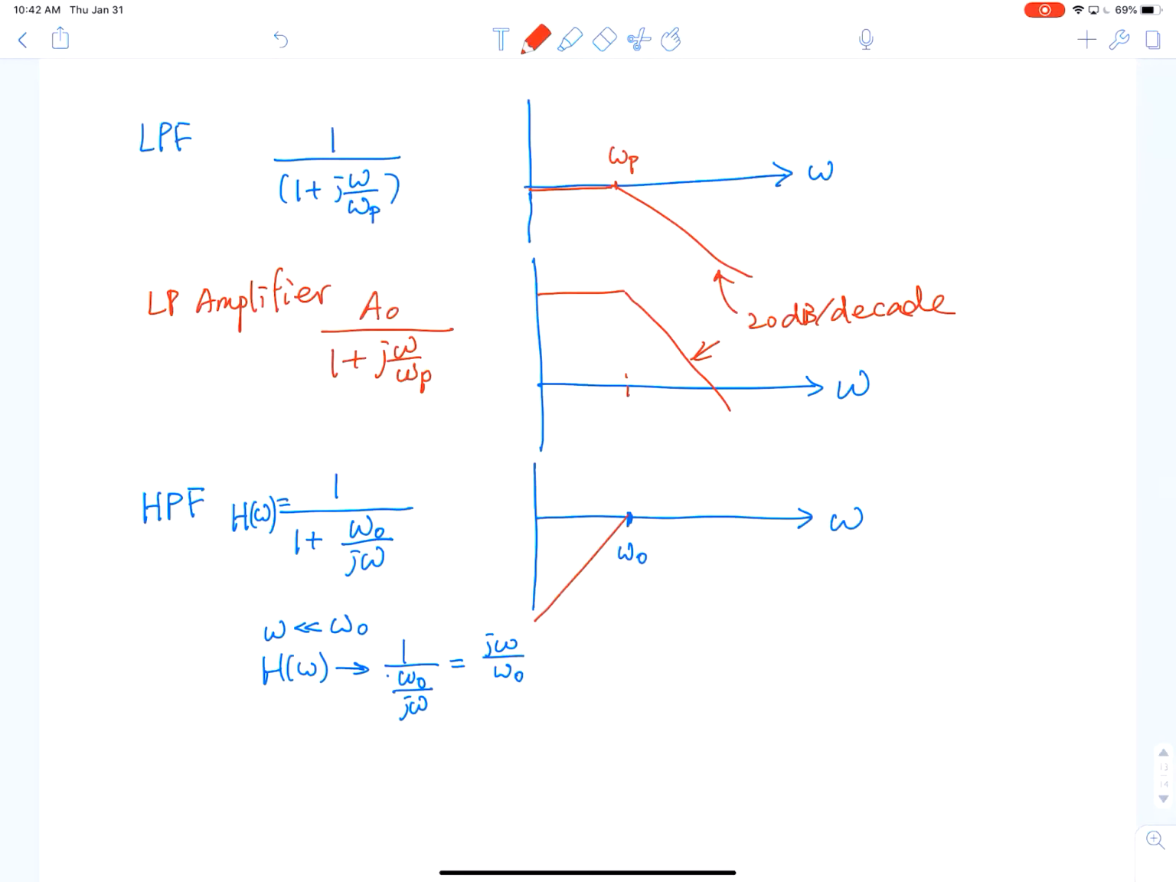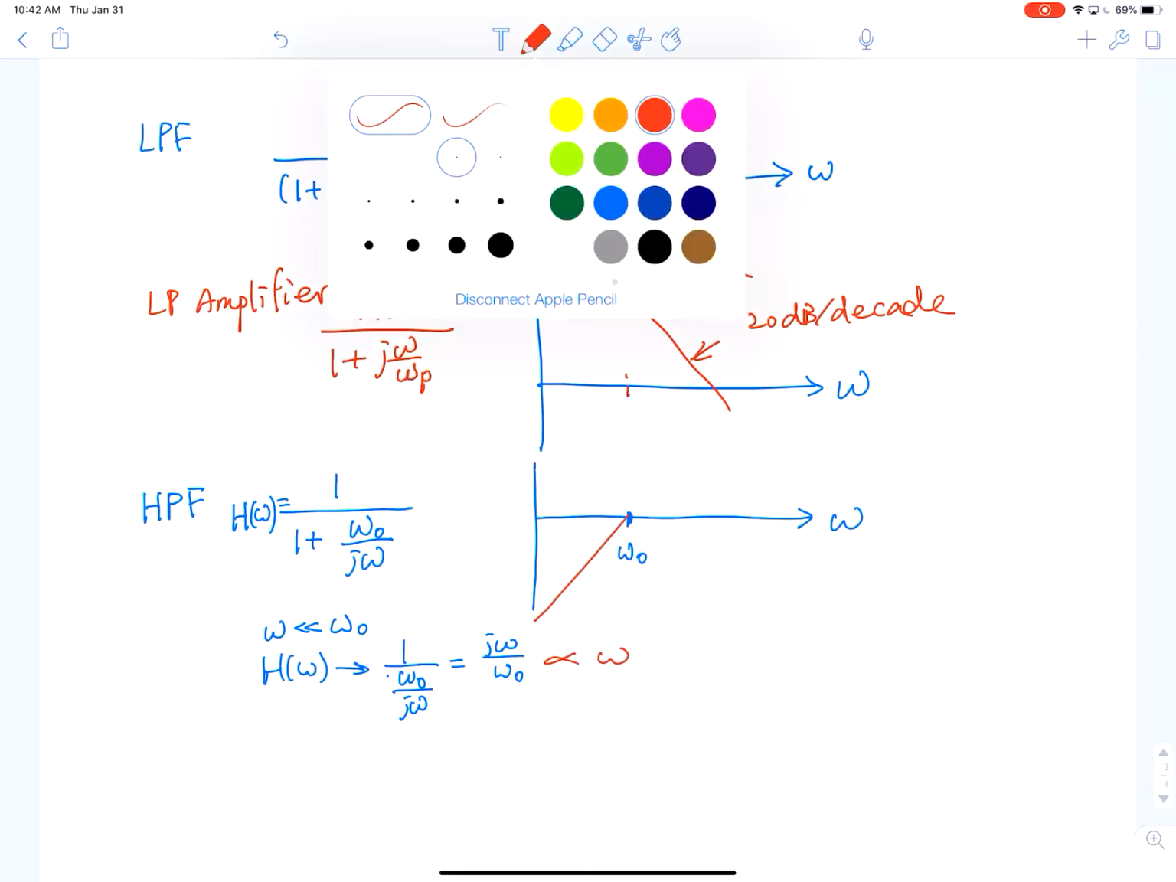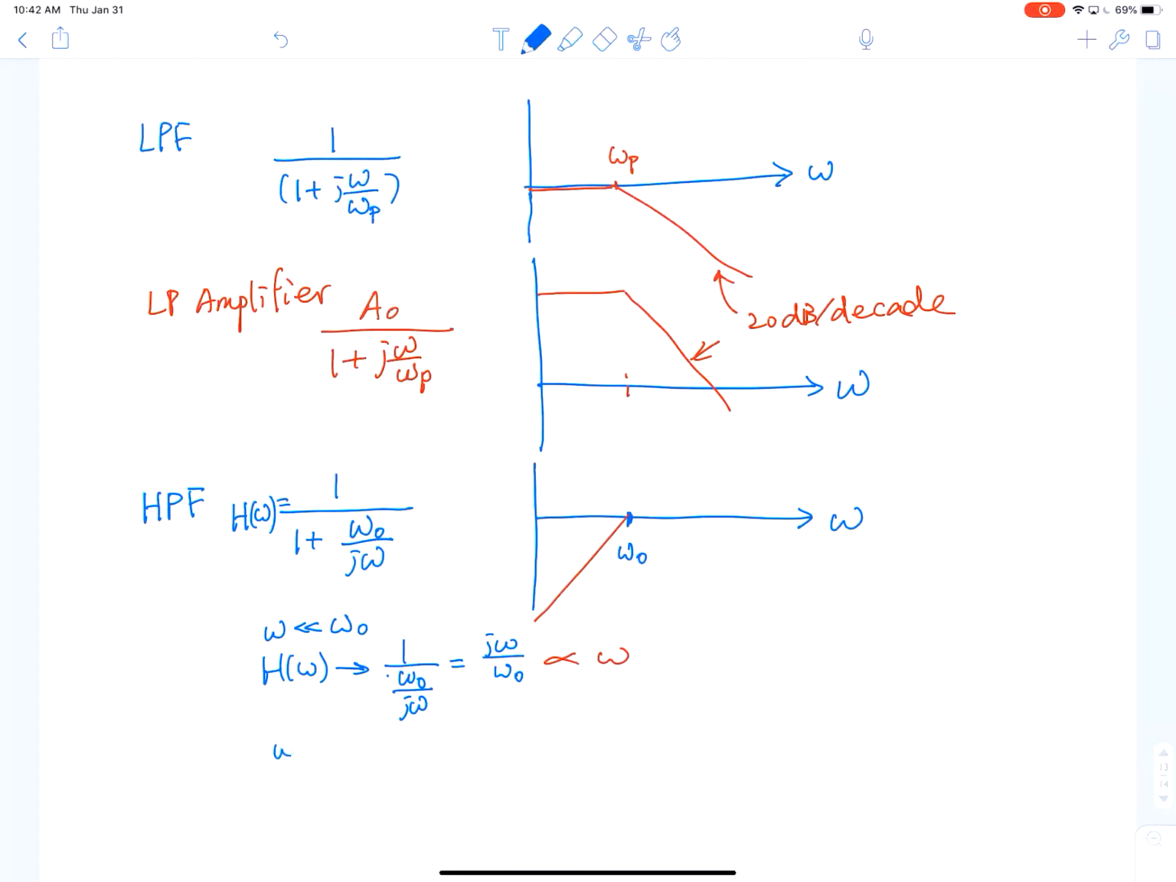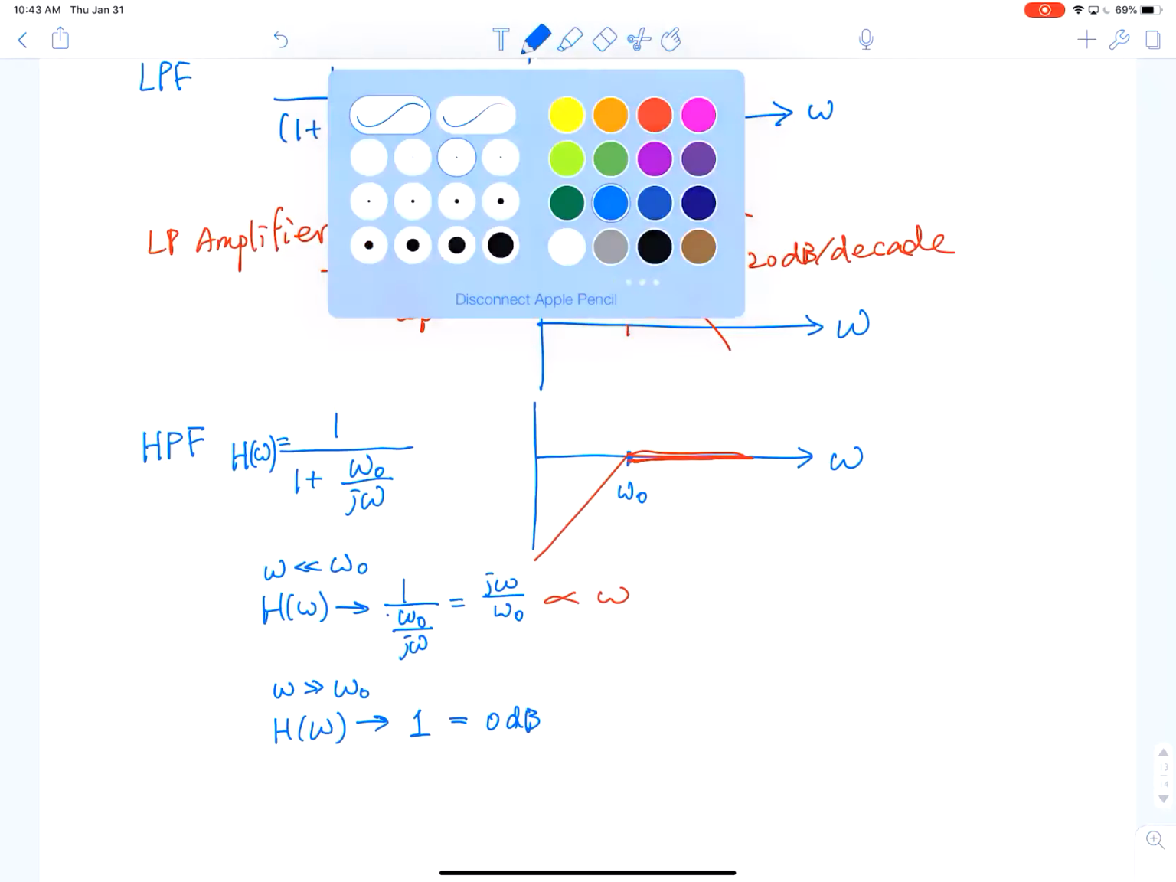This is proportional to omega, right? And I'll do another asymptotic behavior when omega is much greater than omega 0, and you'll see H of omega approaches, this time the second term drops out, so it approaches 1. 1 is equal to 0 dB, so my function becomes like this. So this is a high-pass filter, okay? And you can do one more asymptotic check.